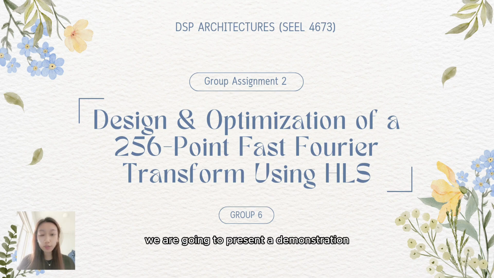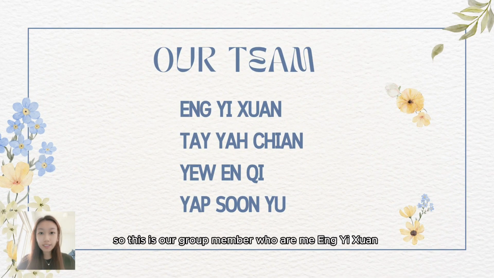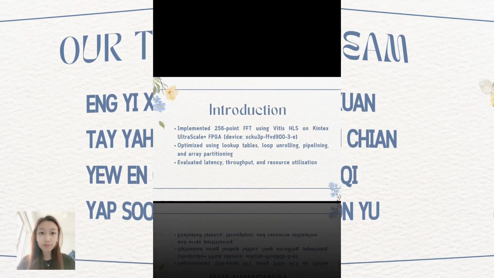In this video, we are going to present a demonstration of our assignment 2, which is the design and optimization of a 256-point fast Fourier transform using the HLS. So this is our group members, who are me and Yishan, Tae Ya-Qian, Yu En-Ti and Yap Sun-Yu.